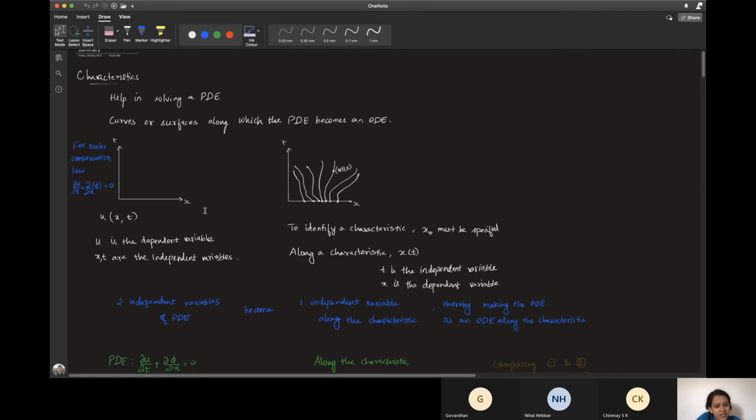So here we have written a PDE as well, which is dou u by dou t plus dou phi by dou x equals 0. So u is your conserved variable and phi is the flux. So t and x are independent variables. So u is a function of both x and t, and u is our dependent variable. Whereas when you draw a characteristic on this xt plane, I have drawn many characteristics on the xt plane here.